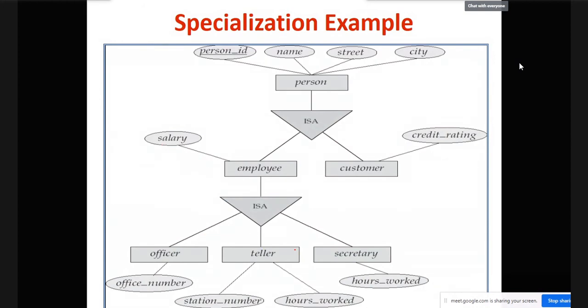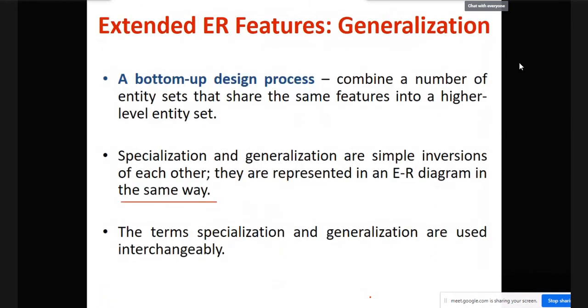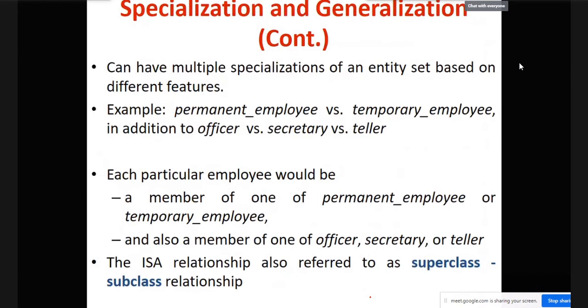So, for temporary employee, you can have hours worked. For permanent employee, you will not have hours worked. That is, the time is fixed. You have to come in the morning, you have to go in the evening. Okay. For a temporary employee, your salary is calculated based on hours, so you can add that as a special attribute. Okay. That is given over here, for example.